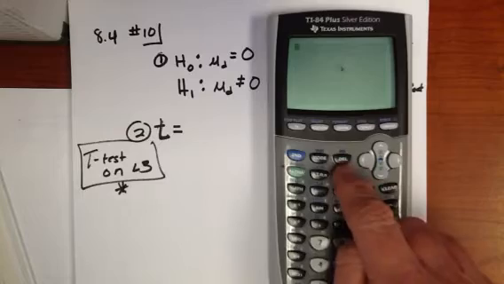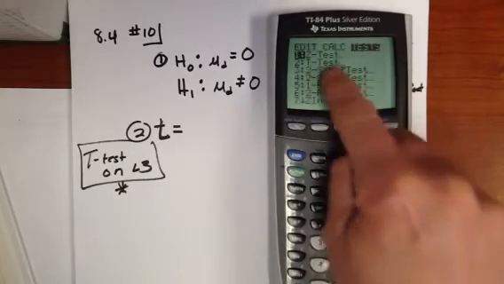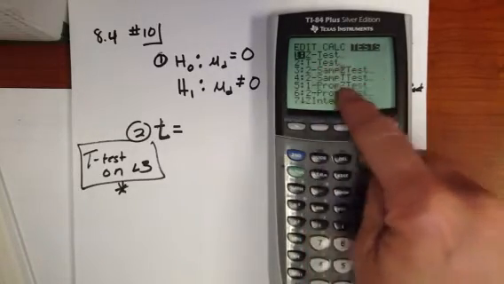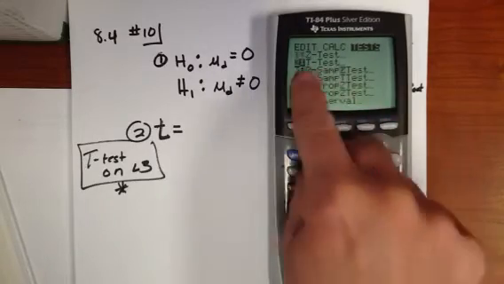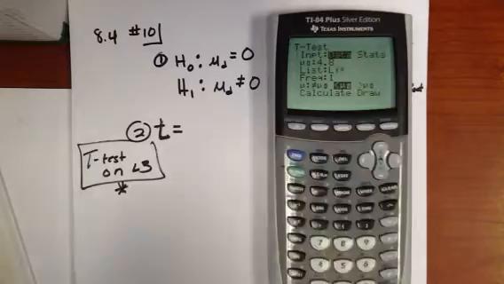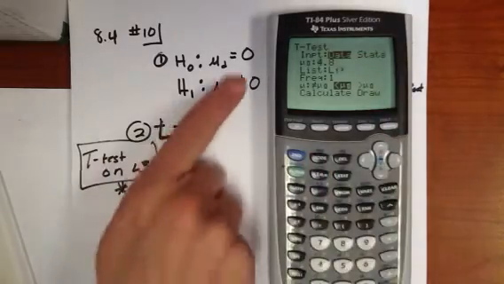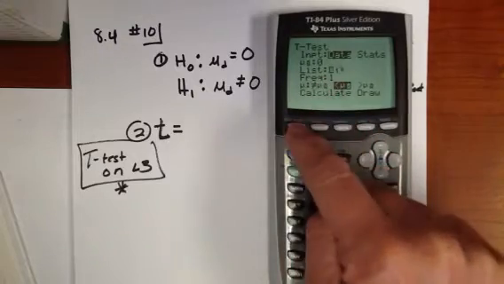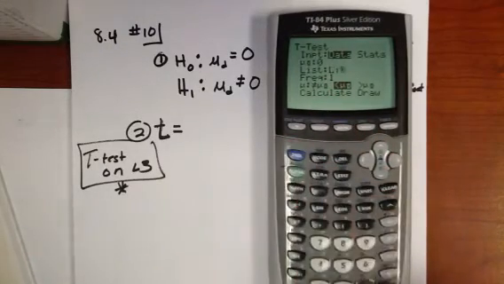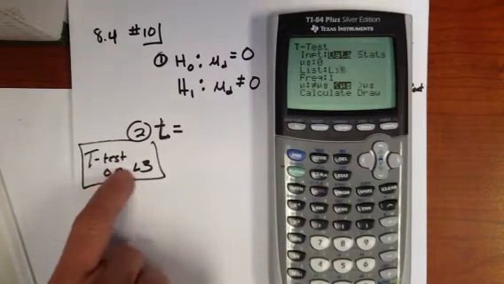Let's do second quit. Let's do stat, tests. I'm just going to go to tests. None of these two-sample ones, these are all for independent. We're going to go to T-Test, okay? Always choose data. Mu naught in these tests is always going to be 0. But now our list, we want to choose L3 above the 3 key. Very important, t-test on L3.